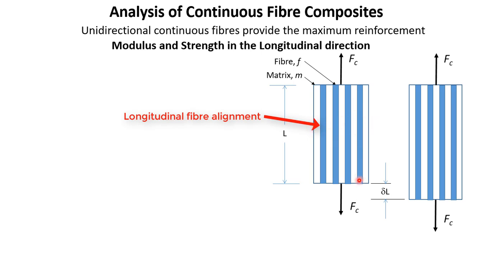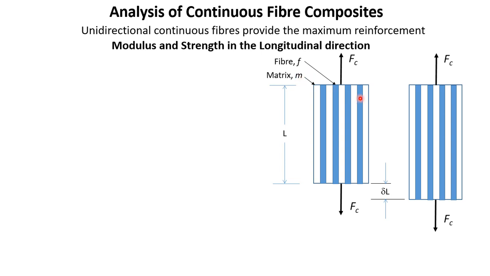Now with this idealized composite, we have fibers. This blue color is the fiber and the white color is matrix. We will represent fiber as F and matrix as M. L is the length of this composite, the initial length of the composite.